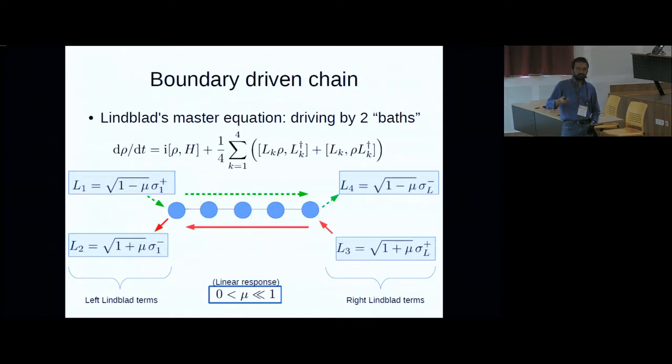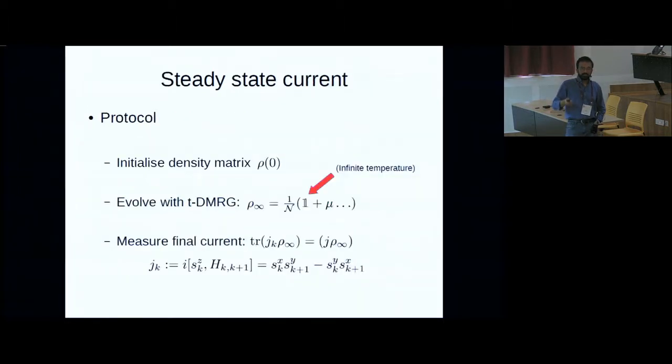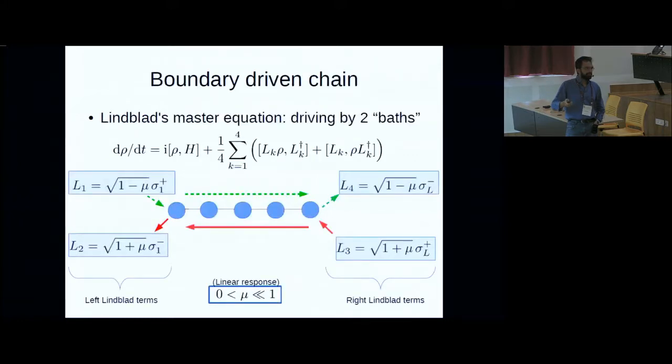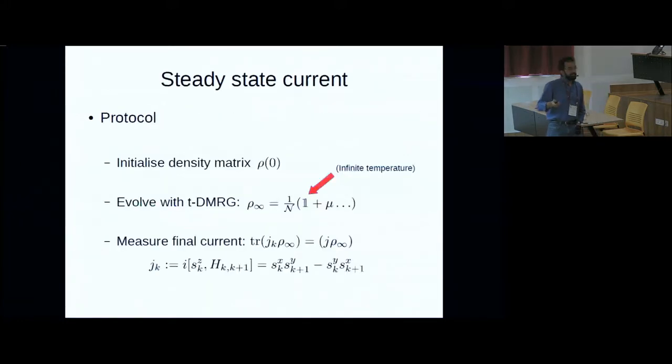So you can see that for a non-zero mu, you get a current flowing this way, and you get a current flowing this way, which will be unequal in magnitude if mu is non-zero. And you can trivially see that if mu equals 0, the final steady state will just be the identity operator. It's trivial to check, which means that if mu is small enough, we are working very close to equilibrium and very close to infinite temperature.